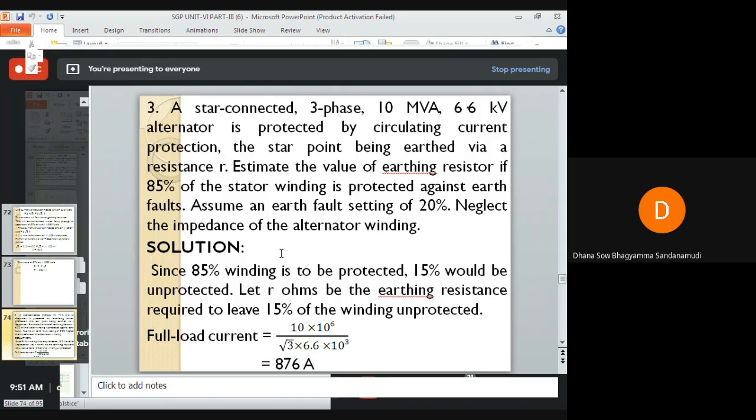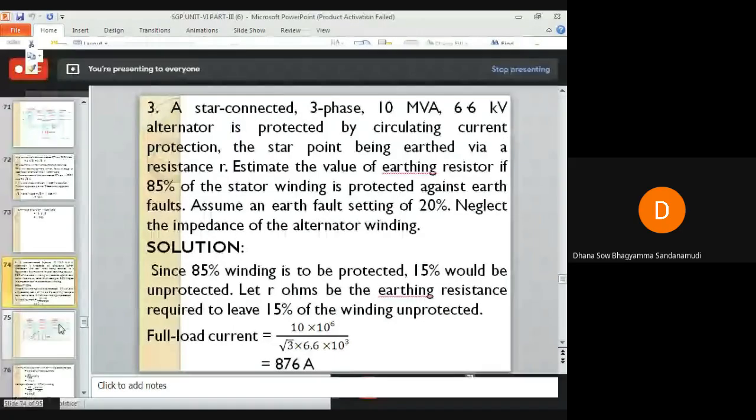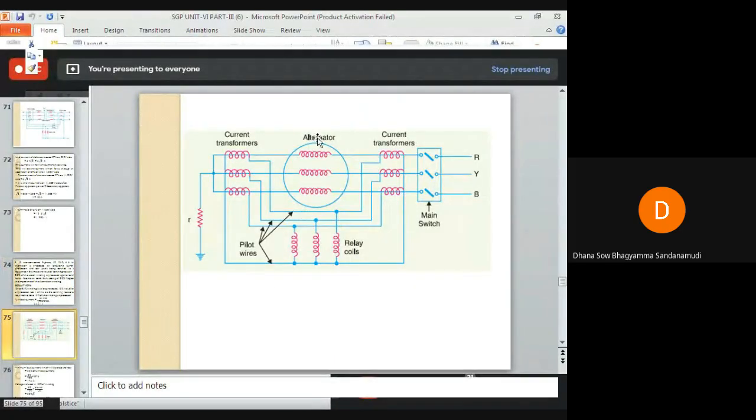Okay, so it is a star connected three phase 10 megavolt ampere, 6.6 kilovolt alternator. Just for your convenience, I'm showing it here. This is the stator winding of the alternator, which is star connected. It is a 10 megavolt ampere, 6.6 kilovolt, three phase alternator, and it is protected by circulating current protection. The star point of the stator windings is grounded via a resistance R.